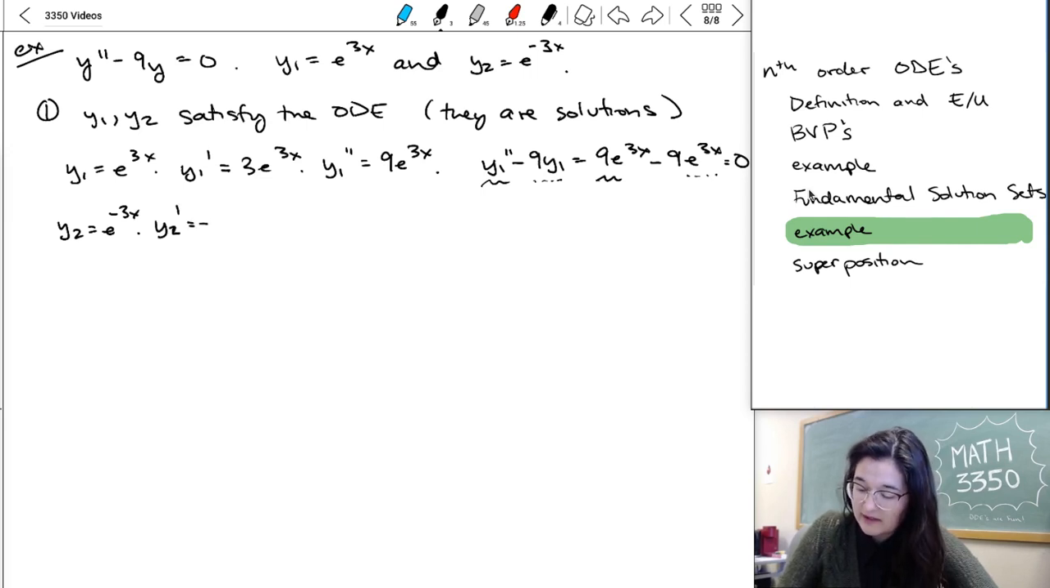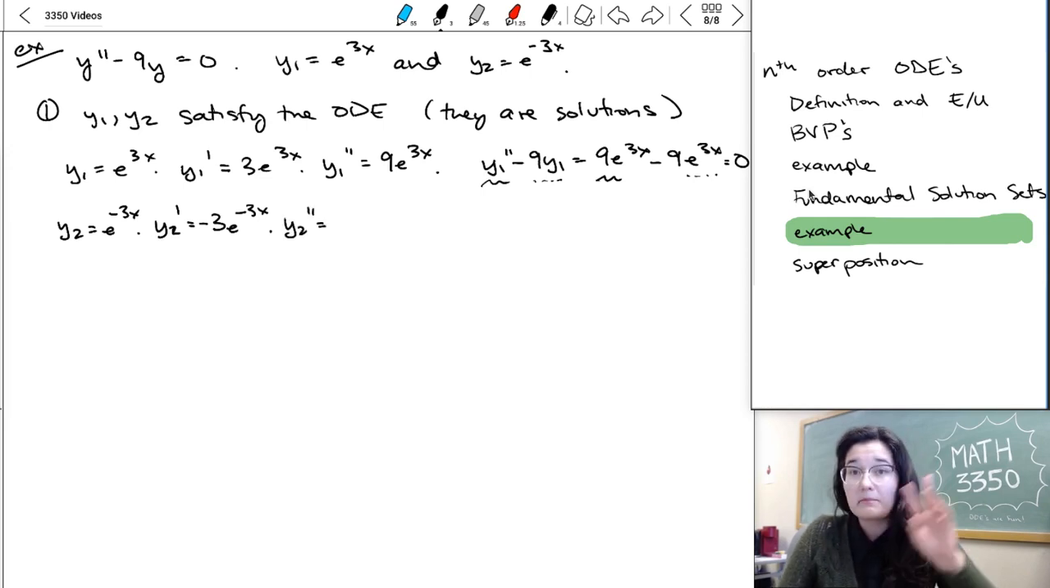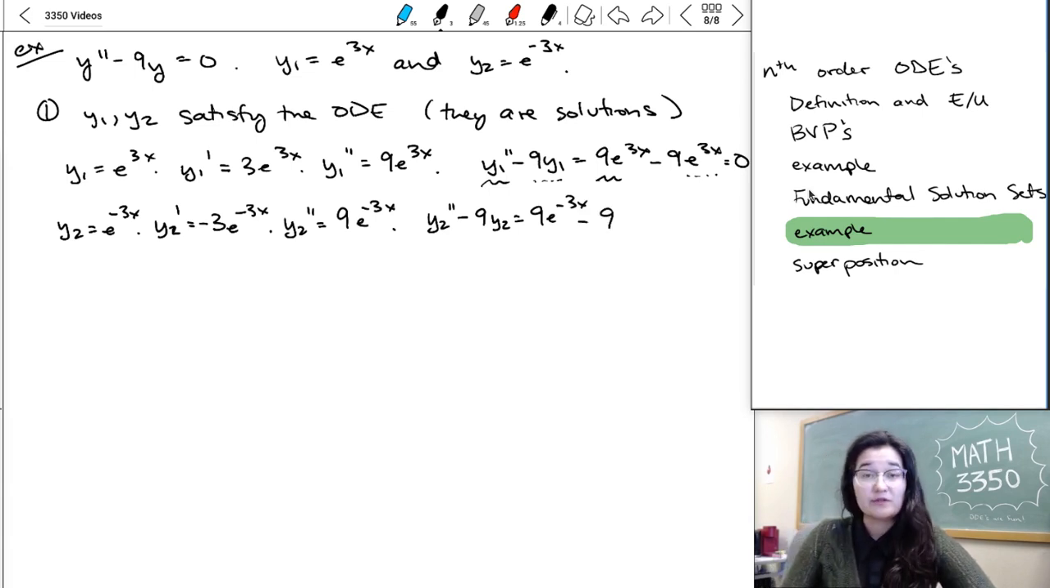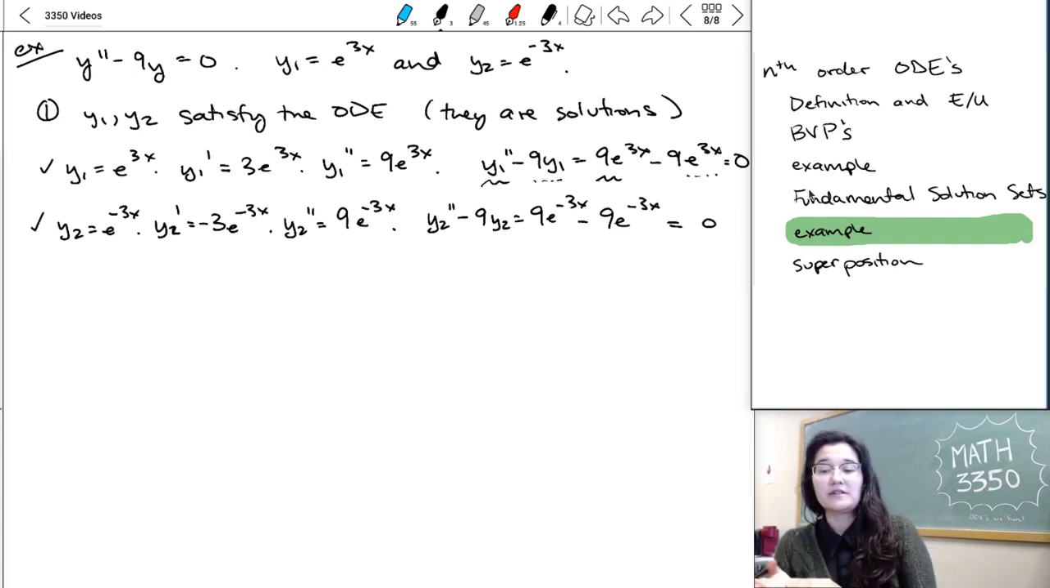Its first derivative is minus 3 e to minus 3x. And the second derivative is minus 3 times minus 3, which is positive 9. So if I plug them in, y2 double prime minus 9y2 is, again, y2 double prime is 9 e to minus 3x, minus 9y2, which was just regular e to minus 3x. And those cancel out, giving me 0 again. So both of these functions are solutions to the differential equation.